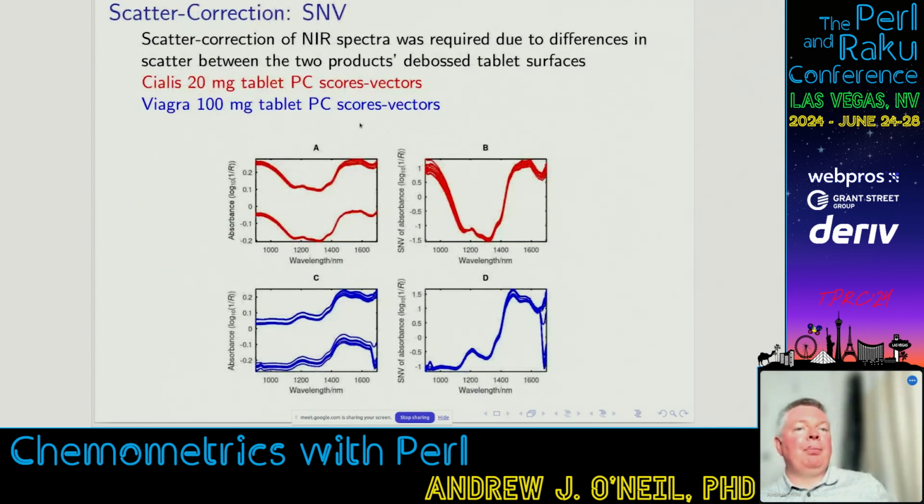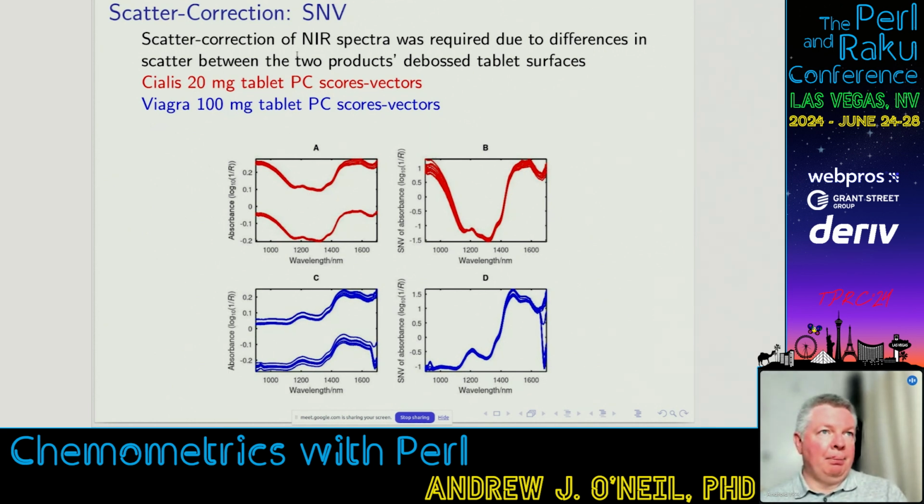So here are some NIR spectra of both Cialis, which is shown in red, and Viagra 100 milligram tablets, shown in blue. Subplots A and C represent the original absorbance spectra, and you can see you get two groupings of spectra in Cialis, and the same in Viagra. And that is because, as I say, the debossed markings are different on both surfaces for each product.